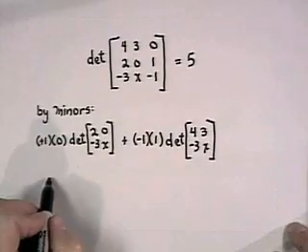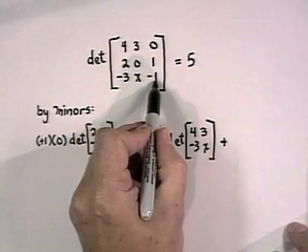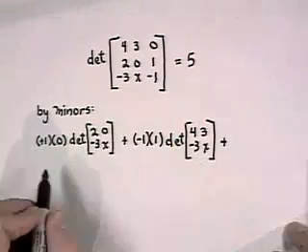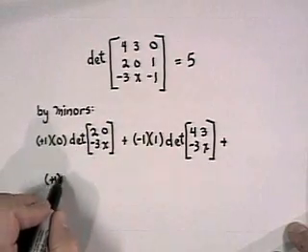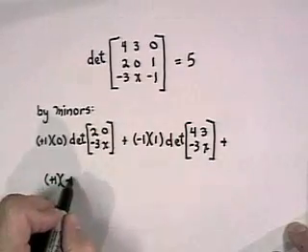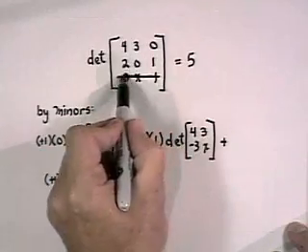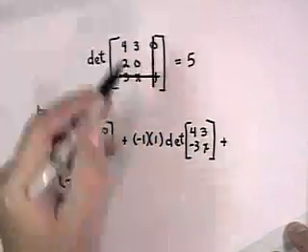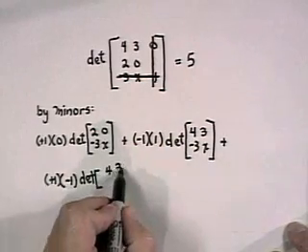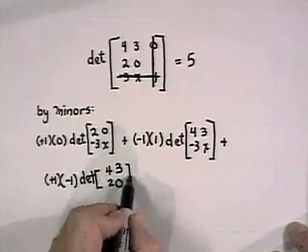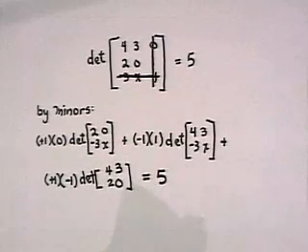The third term can be found by looking at the third entry in our chosen column and the array of signs will tell us that that's a positive 1. The entry itself is negative 1, and the determinant is found by crossing out those rows and columns, and we end up with 4, 3, 2, 0. All of that is still equal to 5.